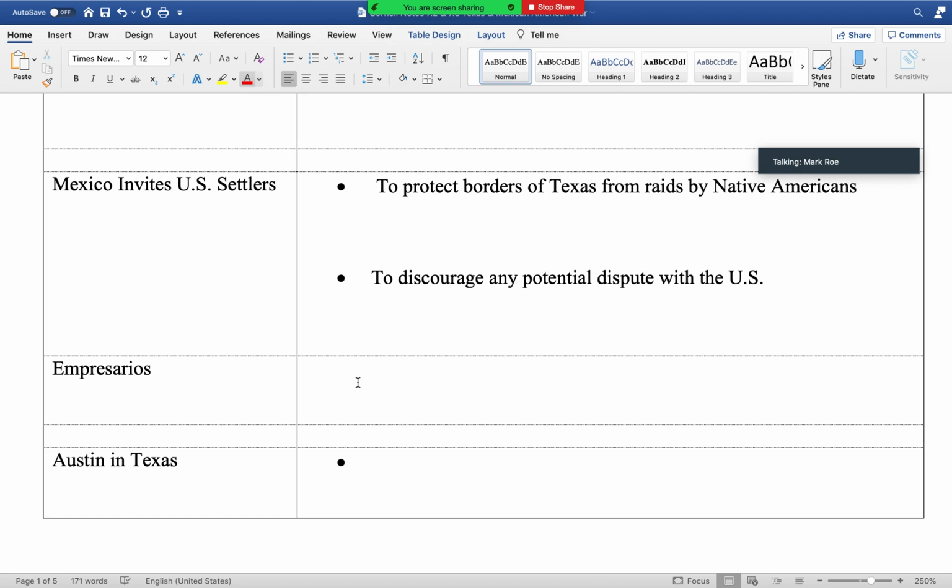All right. But interestingly enough, eventually this does lead to a civil war, but we'll come back to that. This term here, empresarios. Stephen Austin was one of these, but empresarios were U.S. land agents hired by Mexico to bring white settlers to Texas. One of the biggest and most important empresarios was Stephen Austin. He brought settlers to Texas. He was given a whole lot of land. Interestingly enough, a lot of the land that he was given eventually becomes known as Austin, Texas. Kind of ironic, right? But empresarios, again, is just a term to describe land agents that were hired by Mexico to bring white settlers to Texas.